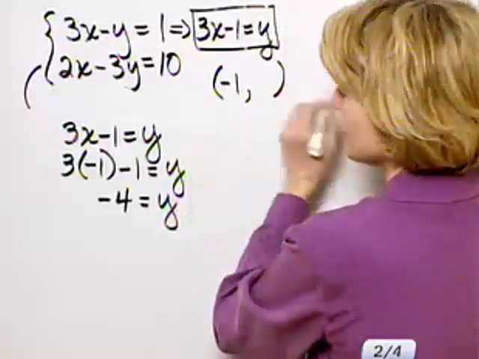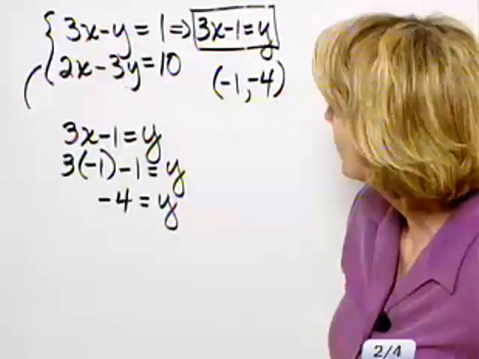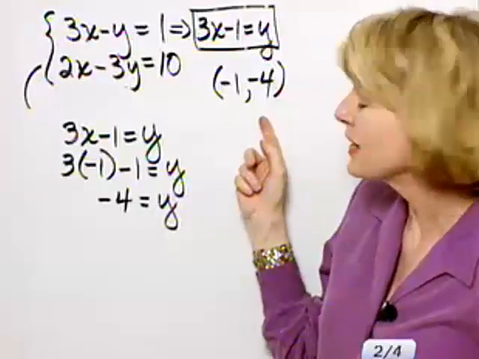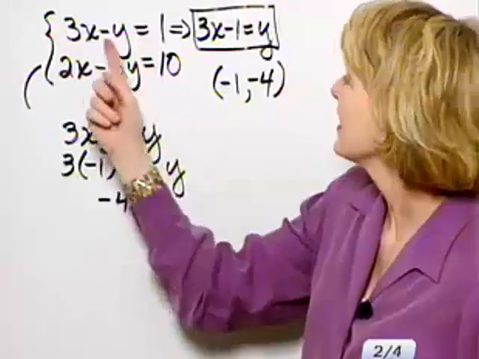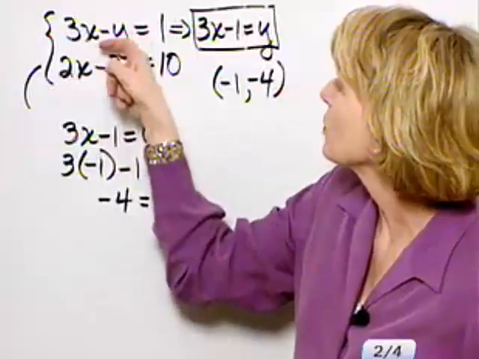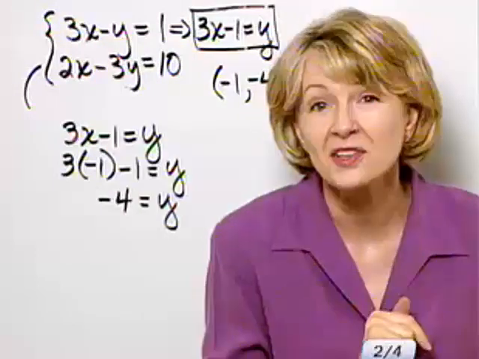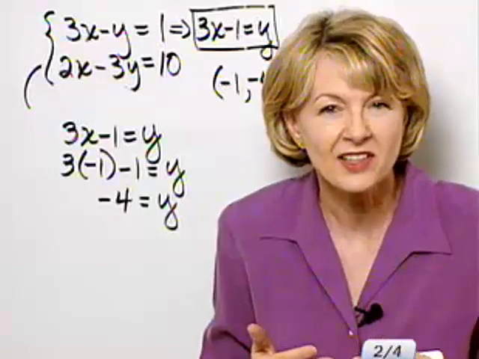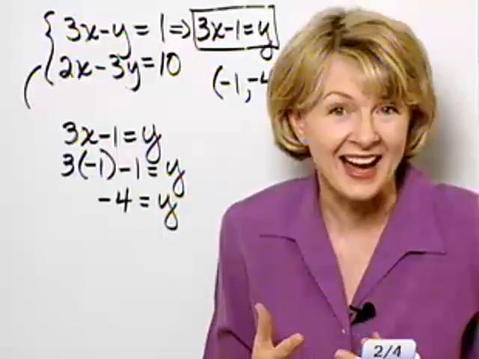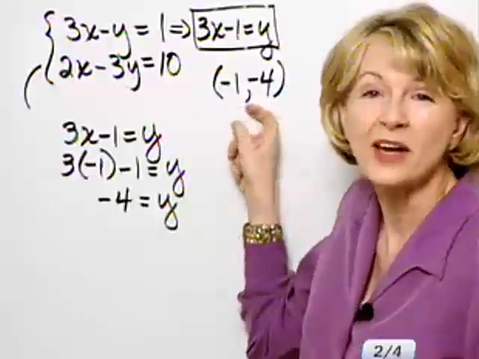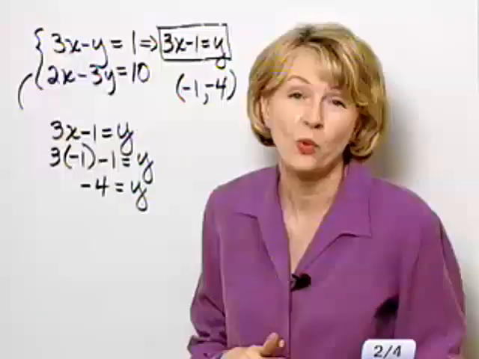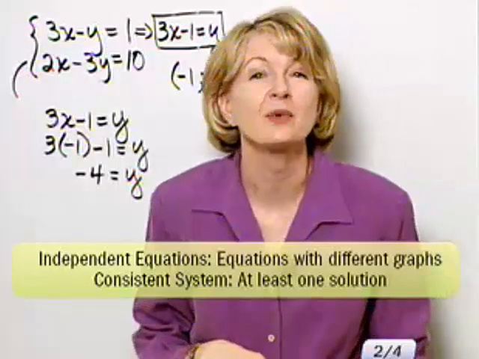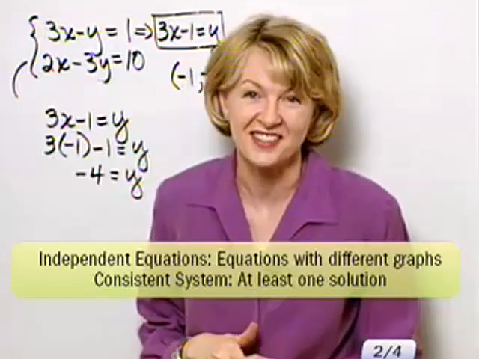So y is -4. What does that mean? The solution of this system is this ordered pair solution. How can you check? Let x be -1, y be -4 in this equation and also the second equation. And what's the appearance of these equations? We have two lines that intersect at the point with these coordinates. So we have independent equations and we have a consistent system.